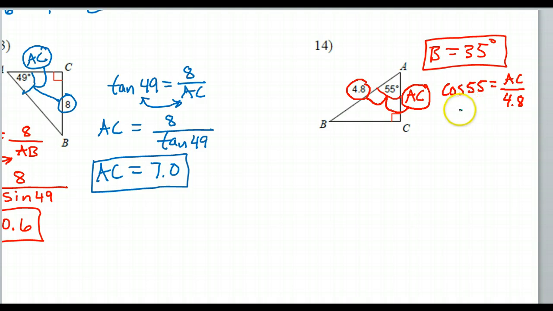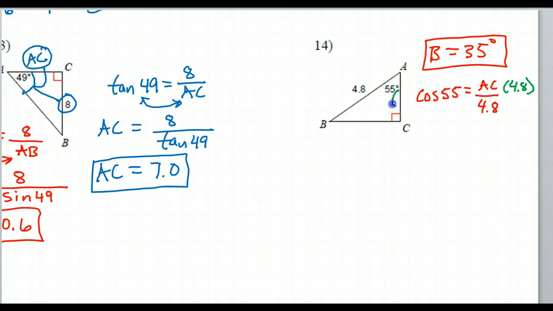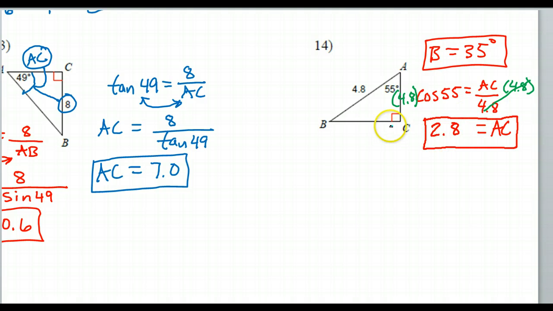And then we will multiply both sides by 4.8. So 4.8 on both sides. The 4.8s cancel each other out. So that's going to leave me with AC equaling 4.8 cosine 55 in the calculator. That is 2.8. Okay, so that leaves only one more thing. We need to find side BC, which is here.